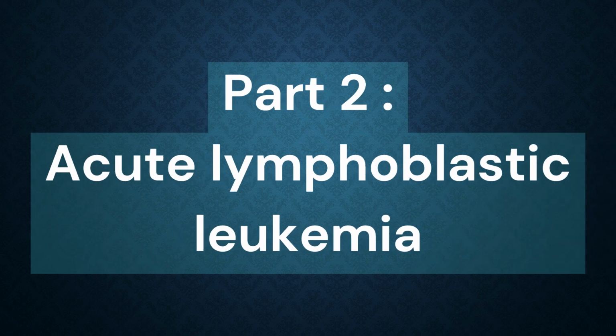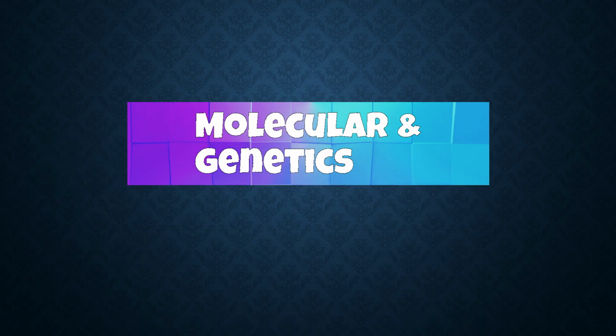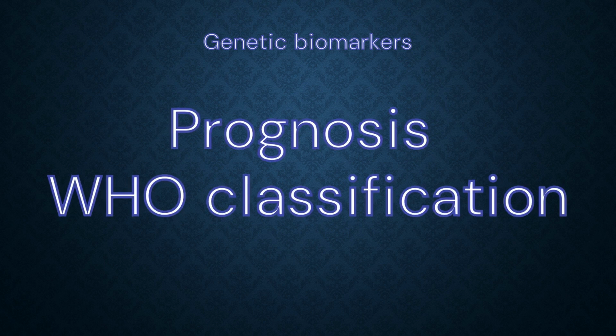Hello and welcome everyone. This is part 2 of acute lymphoblastic leukemia. In this video, we are going to discuss molecular and genetic abnormalities related to acute lymphoblastic leukemia. Genetic biomarkers are critically important for prognostic prediction and WHO classification of B-cell acute lymphoblastic leukemia.